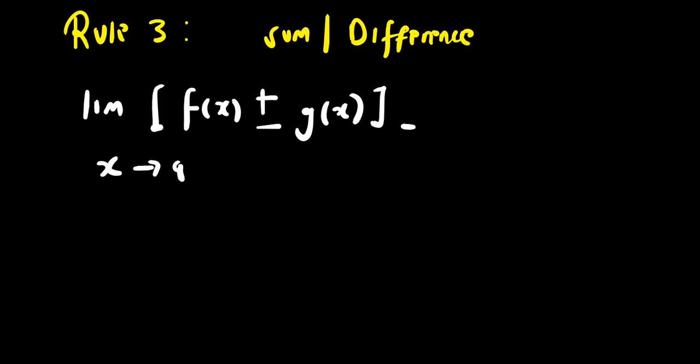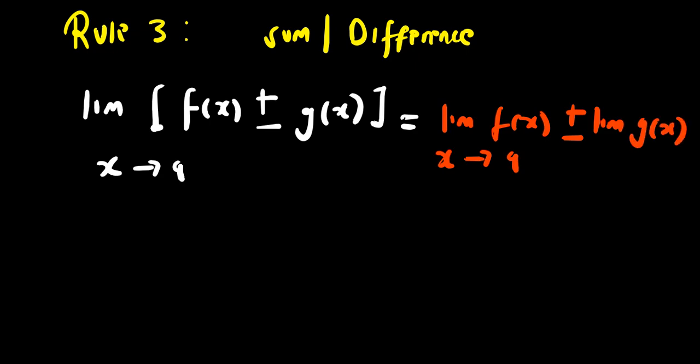So your answer in this case will be: you're going to find the limit of f of x as x is approaching a, plus or minus the limit of g of x as x is approaching a. So this is how you are going to solve your limits. Very simple and straightforward.